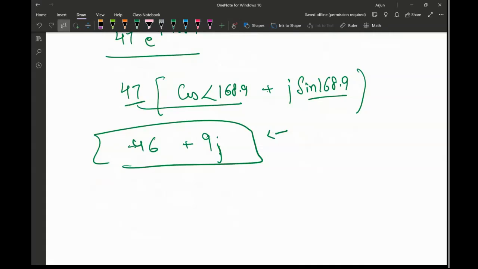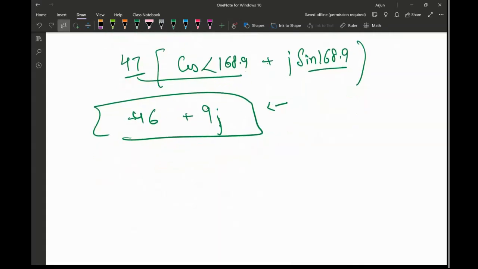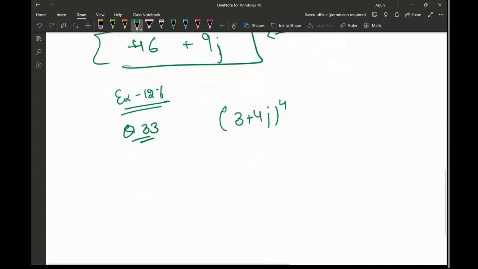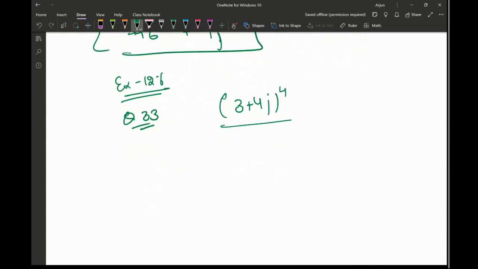All right, I highly recommend you do questions number 33, 34, 35, and 36 from exercise 12.6. Now I'm going to take question number 33. Question 33 is 3 plus 4j raised to the power 4. How am I going to simplify this question? Again, I will write it in the exponential form. For that, I will find the r value: 3 squared plus 4 squared, and the square root of that is 5. The r value is 5, and for the angle, tangent theta is equal to y upon x.